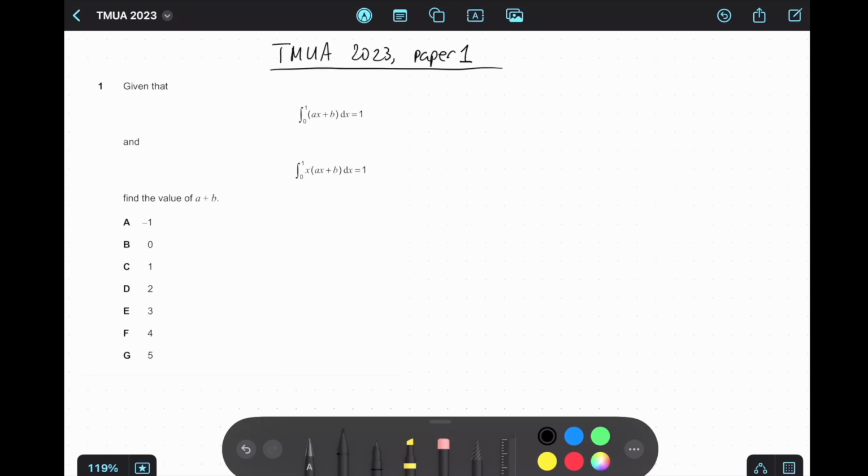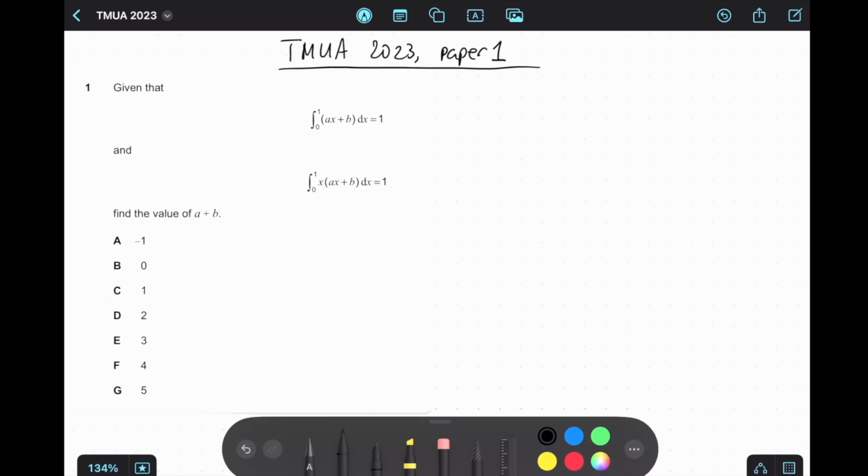So, in the first question, we're given that the integral from 0 to 1 of ax plus b dx equals 1, and also that the integral from 0 to 1 of x times (ax plus b) dx equals 1. And we need to find the value of a plus b.